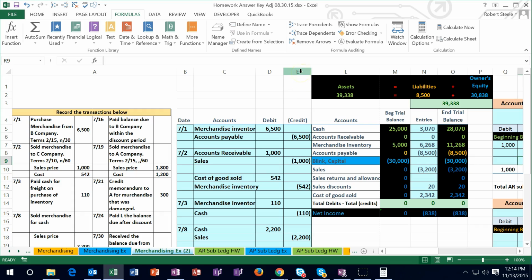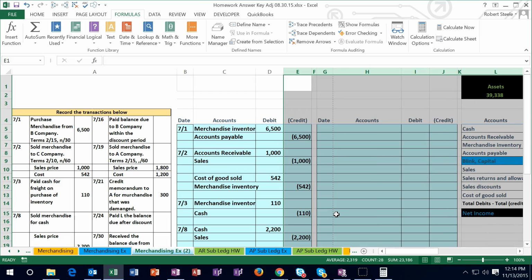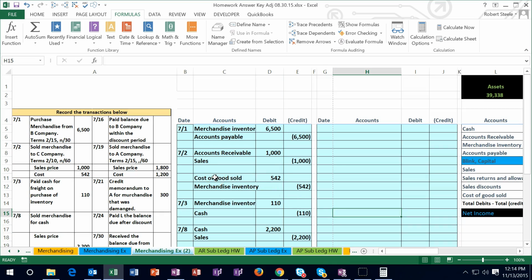So put your cursor on the cell E, so it has a drop down, left click, and then drag over to column L, let go, and then put your cursor on the selected area, right click, go down to unhide. And that'll give us the next cells that we have here. Then I'm going to go ahead and hide these cells because I don't need to see these cells.